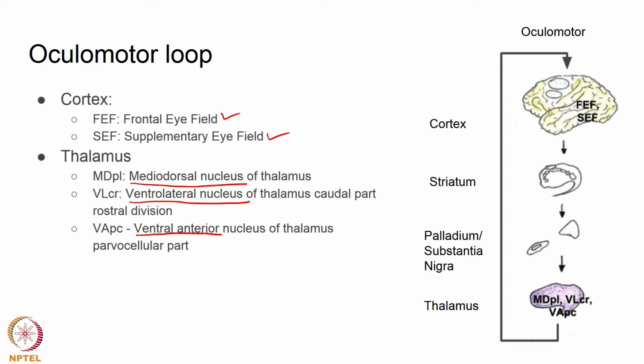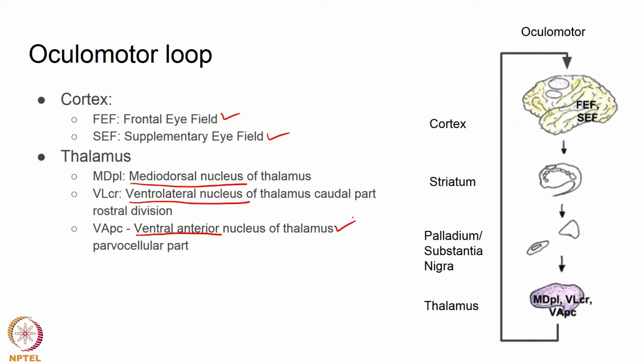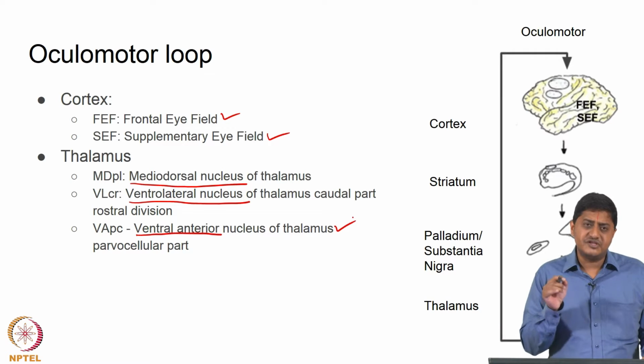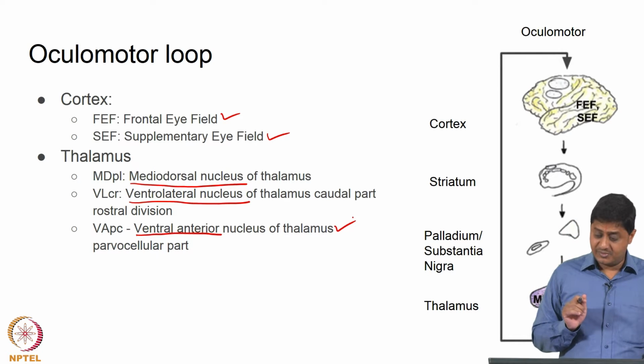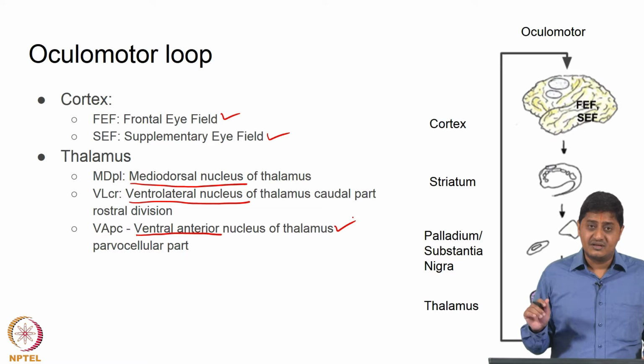This is an area that is shared with the motor loop, which is basically the ventral anterior nucleus of the thalamus in the parvocellular part, that is shared with the skeletomotor area. So, the ventral anterior nucleus is present both in the oculomotor loop and in the skeletomotor loop. It is not necessary for you to remember all this terminology, which particular nucleus of the thalamus is responsible, but it is important for you to remember that different nuclei act as output nuclei from the thalamus.